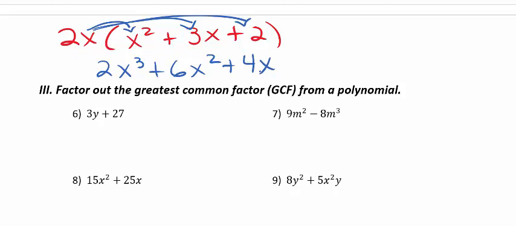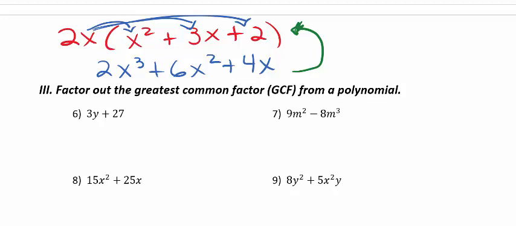And so we multiplied and we used the distributive rule. When we factor out the greatest common factor, we're just going the other direction. I'm going to give you the answer here, and you're going to come back and tell me what it looked like before. So you're going to factor out the greatest common factor.